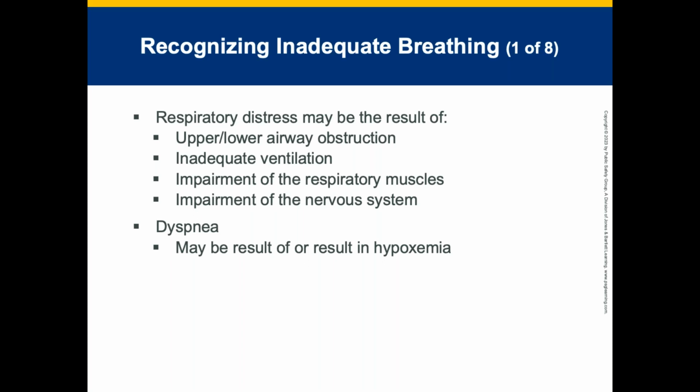Respiratory distress may be the result of an upper or lower airway obstruction, inadequate ventilation, impairment of the respiratory muscles, or impairment of the nervous system. We've got to do a full body assessment. Why is this happening? Dyspnea is a difficulty in respiratory rate, regularity, or effort, which may be a result of hypoxemia, or low oxygen in the blood. Untreated hypoxia will result in anoxia and death of the body's cells and tissues. Okay, we have to make sure they are being oxygenated.